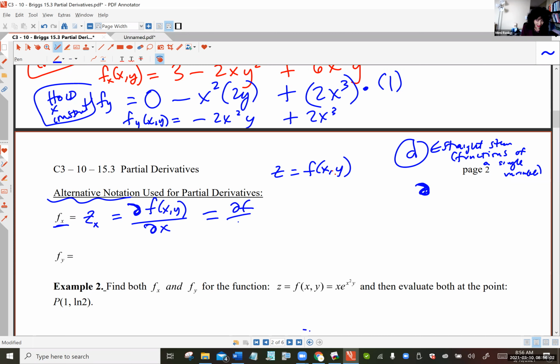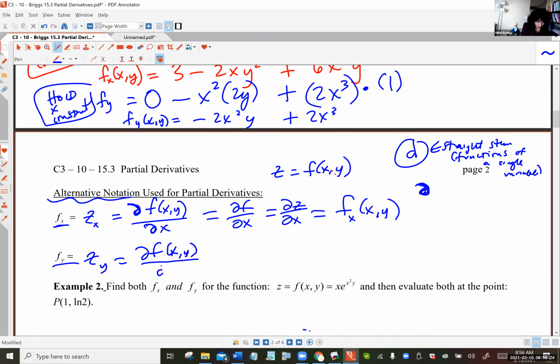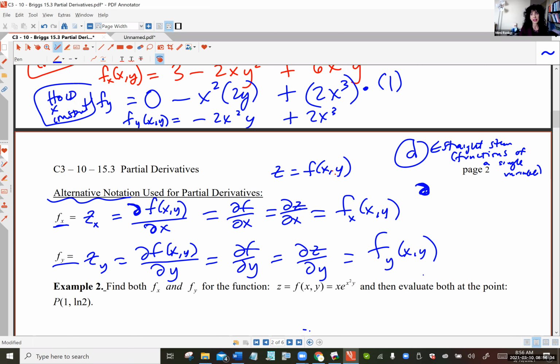And then ∂f/∂x is another way to denote the first partial. And then you might even see it as ∂z/∂x. And we already saw that it could be written acknowledging that if you're working with a function of 2 variables, fx(x,y). So the notation for fy, you have zy, or it might be ∂f(x,y)/∂y, or ∂f/∂y, or ∂z/∂y, or fy(x,y). Okay, those are all the different ways to say all the partials with respect to x and with respect to y.